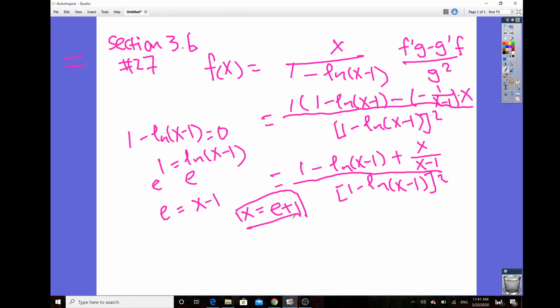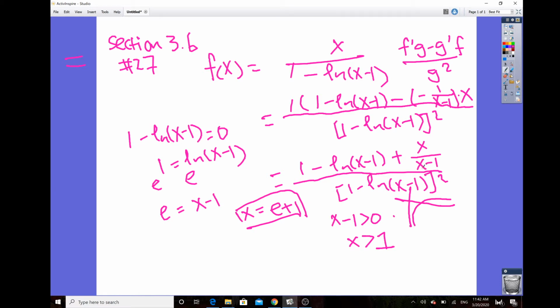Now, how do you find the other part of the restriction? For the natural log, we know the graph always goes this way, and the domain must be greater than 0. That means x minus 1 must be greater than 0, so x must be greater than 1. This one is part of the restriction, and this one is part of the domain.